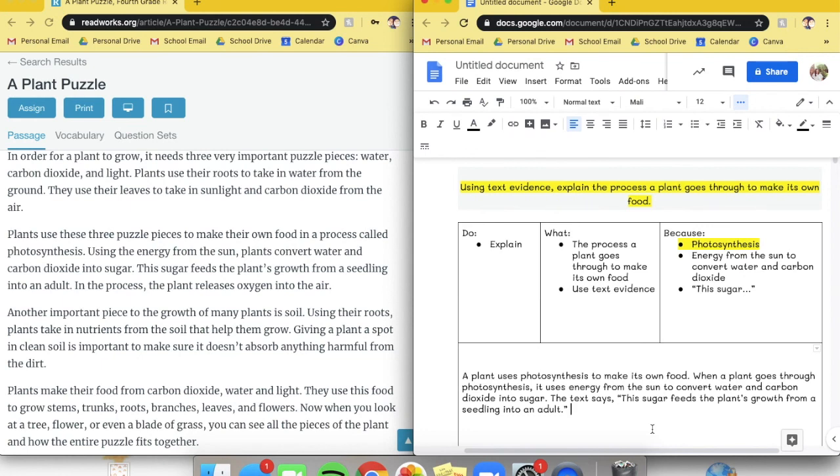Tomorrow, what you are going to do is you are going to read your own passage and you are going to write an extended response. If you don't get it right the first time, that's okay. It's been a while since we've done this.